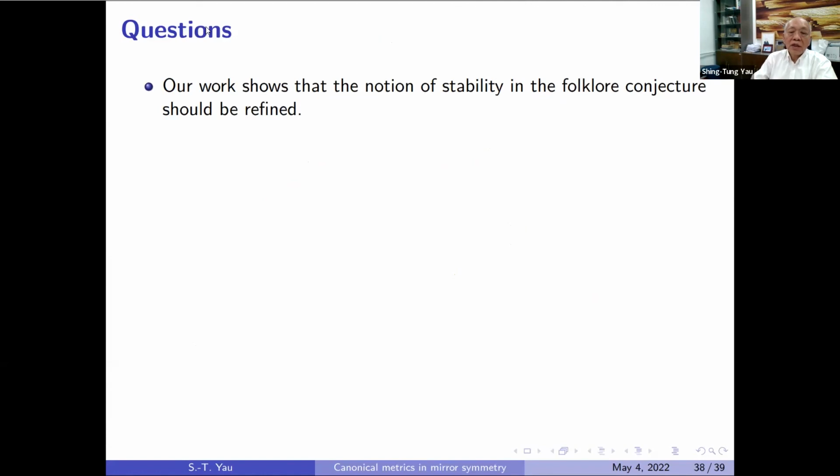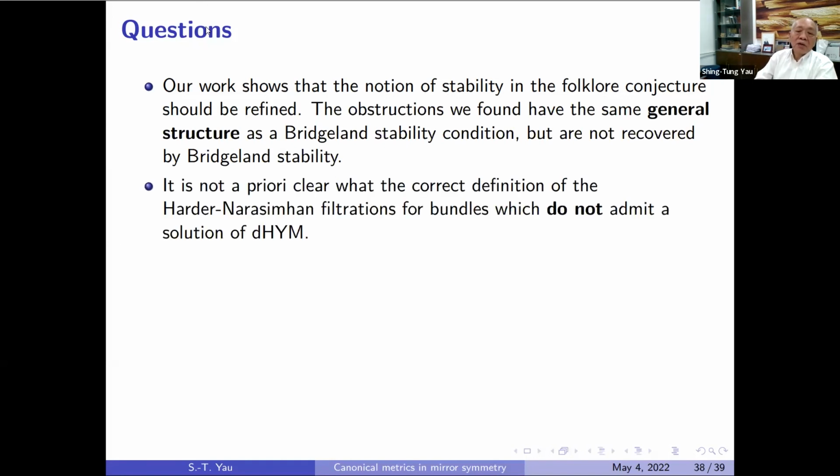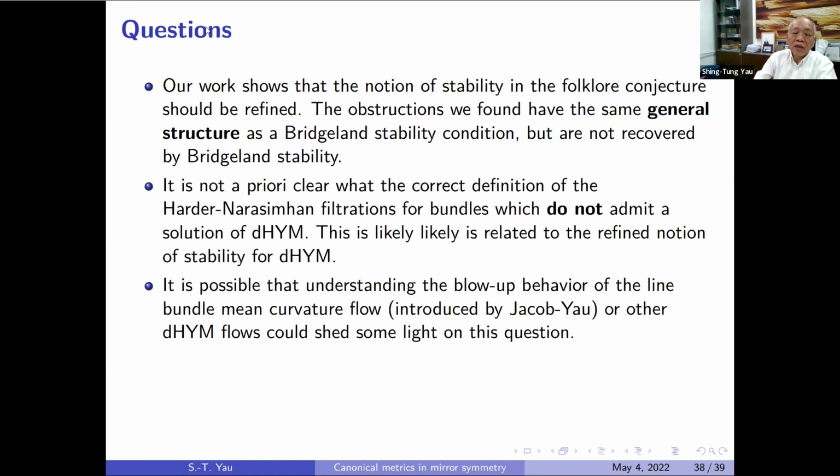Well, our work shows that the notion of stability in the conjecture that I made in the very early pages should be refined. And the obstructions we found have the same general structure as a Bridgeland stability condition, similar to that, but not recovered by Bridgeland stability, which means that we need to refine the condition much better. And also, it's not clear what the correct definition of the Harder-Narasimhan filtration for bundles is, and whether it admits a solution of deformed Hermitian-Yang-Mills or not. So we know in the Hermitian-Yang-Mills case, we do have a Harder-Narasimhan filtration. It's not clear here. And this is probably very much related to the defined notion of stability for deformed Hermitian-Yang-Mills, which I think is fascinating to look at in more detail.